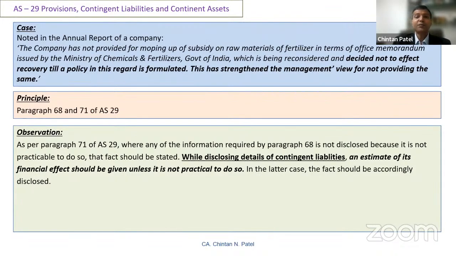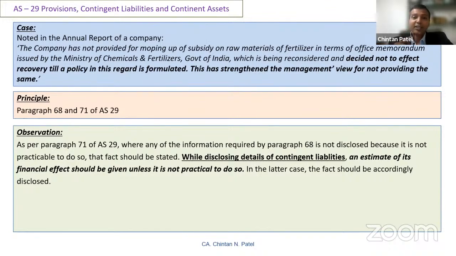AS 29 makes it very clear that if you are not doing something, then you are required to quantify. We just look at these particular disclosures. It says that the company has not provided. Why is it not provided? They mentioned it. But what is the significance of this amount? Is it affecting my true and fair view? Where is the quantification done?